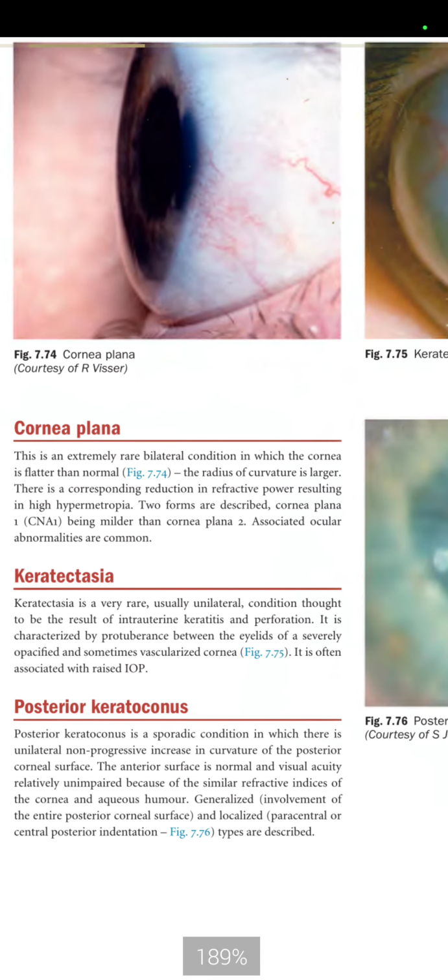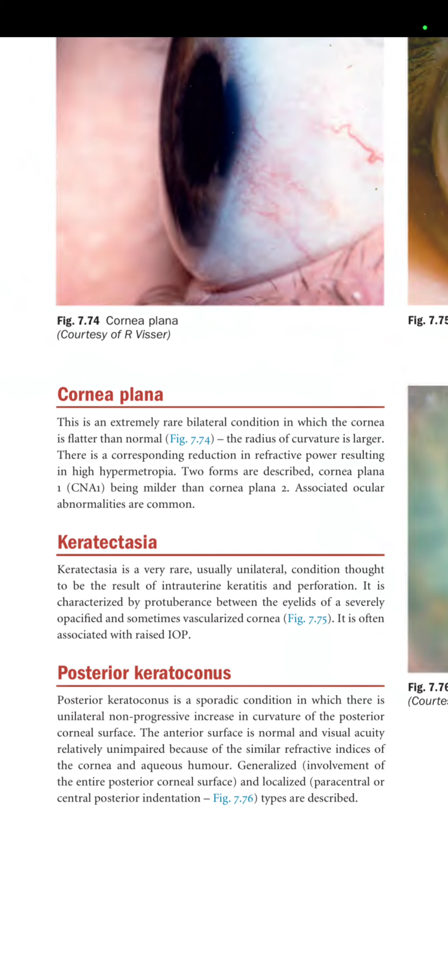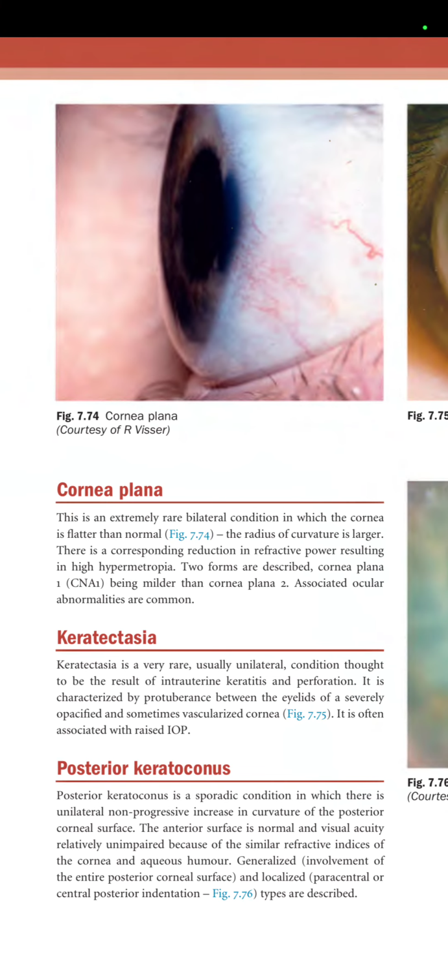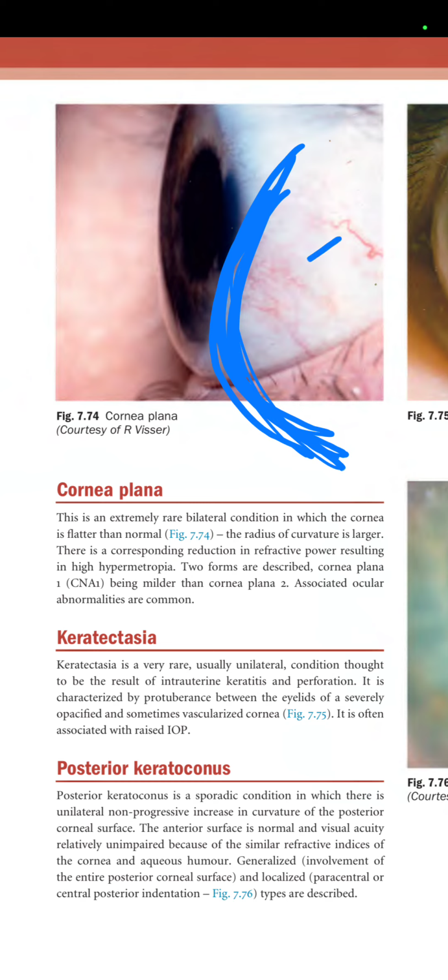Cornea plana is an extremely rare bilateral condition in which the cornea is flatter than normal. The cornea is usually a little bit globular in shape, whereas in cornea plana it is going to be flat. The radius of curvature is larger. There is a corresponding reduction in refractive power resulting in high hypermetropia.